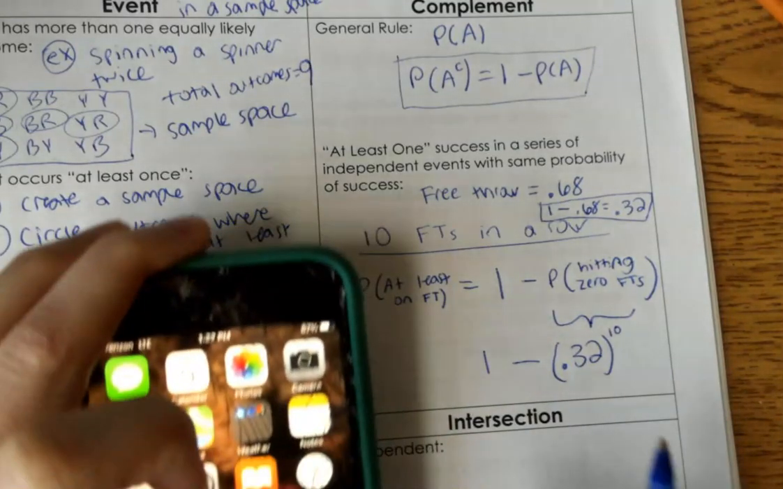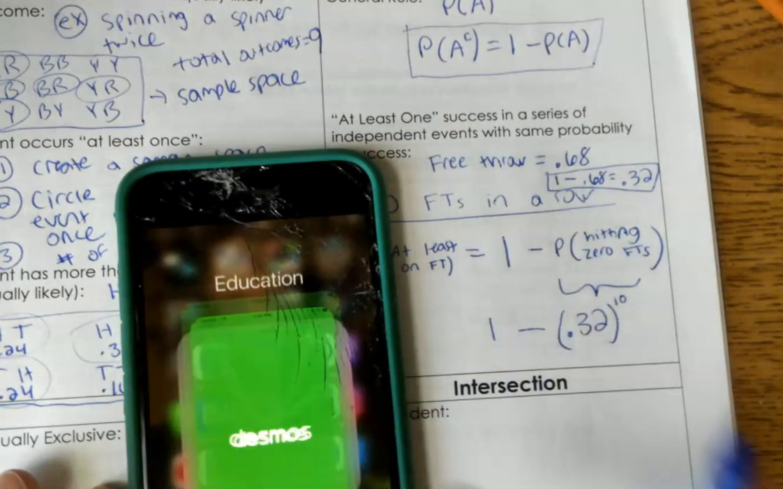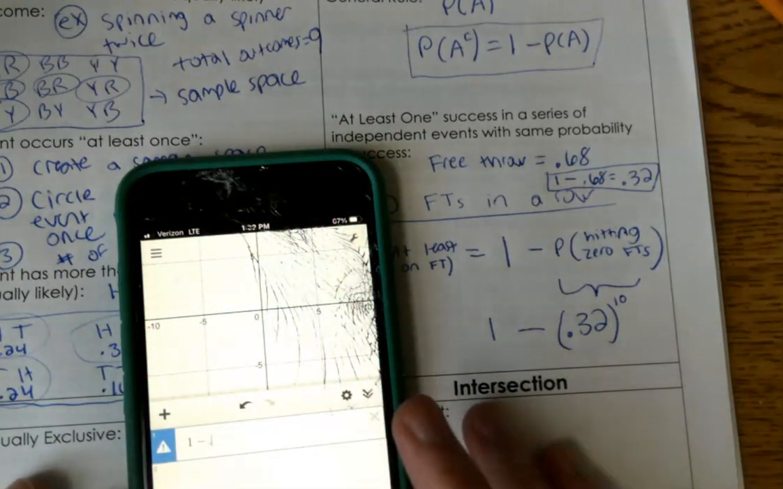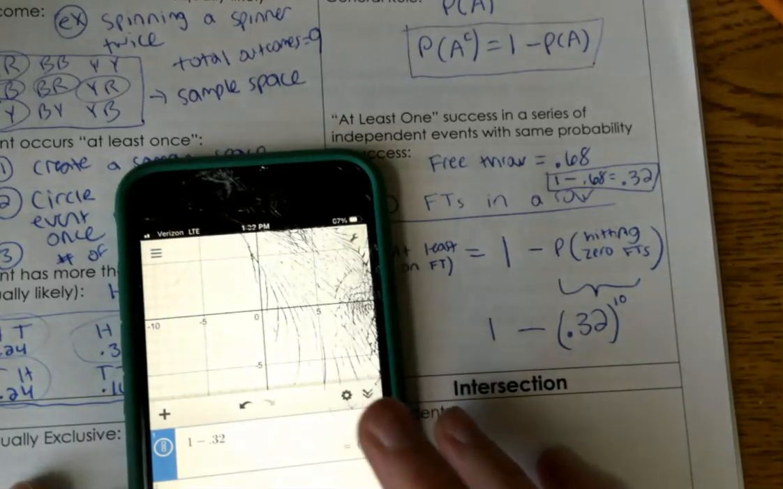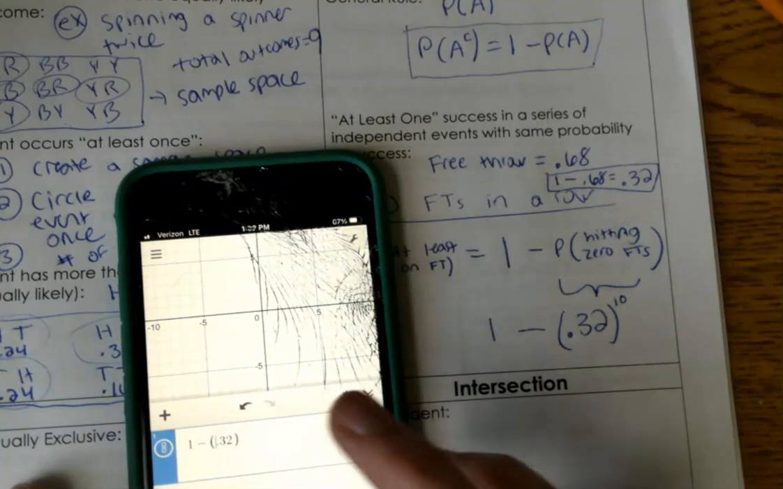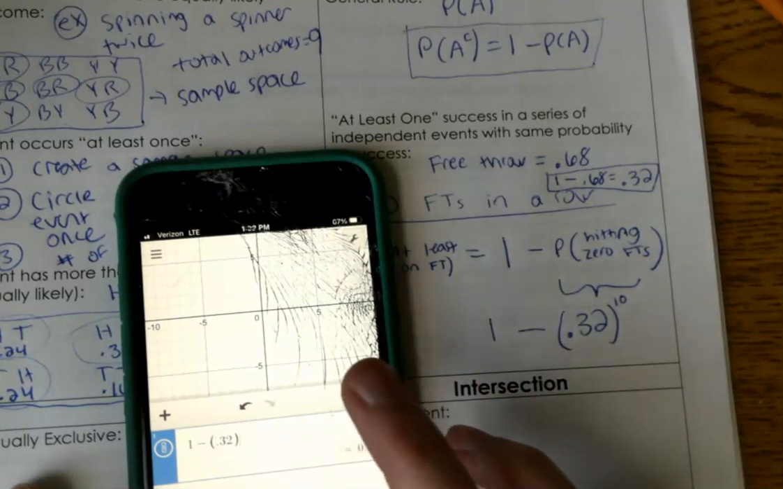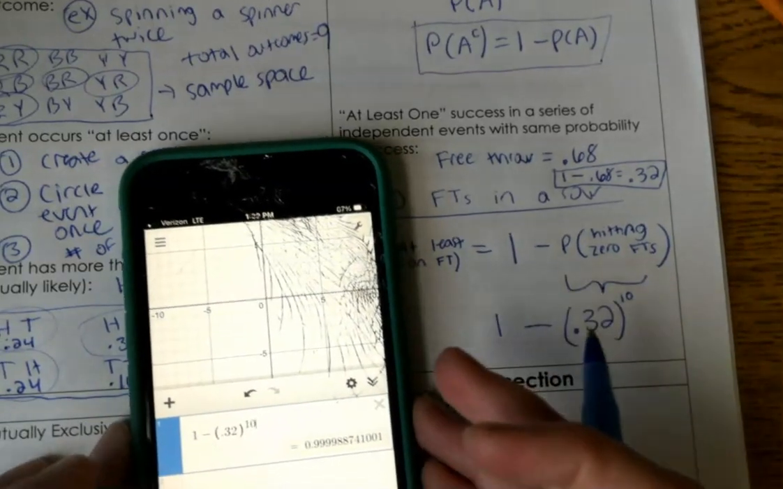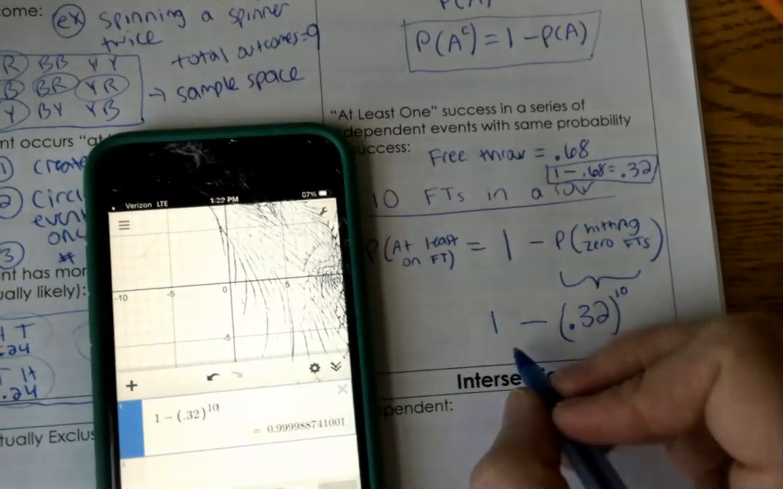So let me go ahead and put this into Desmos. No, I don't want that. There we go. My phone's cracked, so it's hard to see.